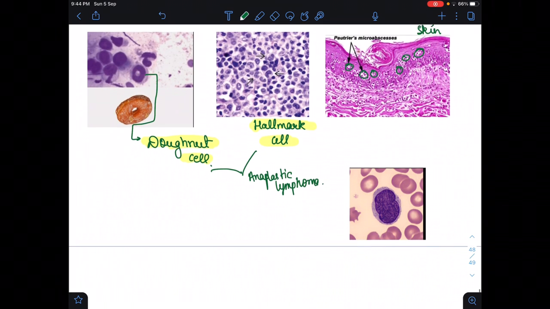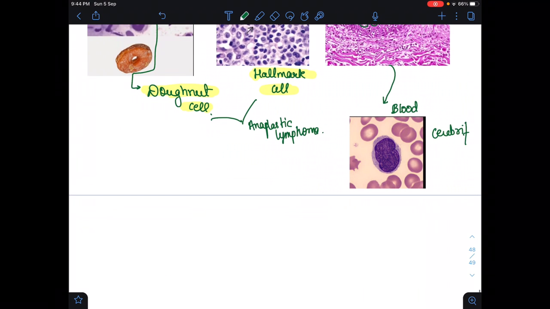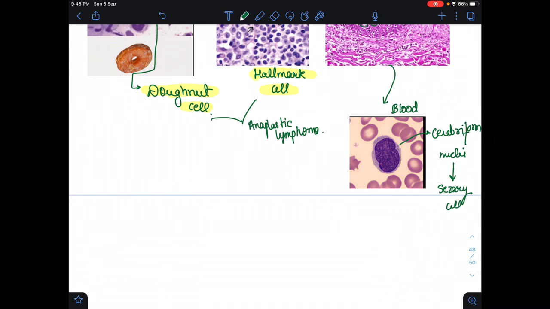While in this, when it reaches the blood from the skin, we see cerebriform nuclei. A cerebriform nucleus is seen here, and it is known as a Sézary cell, which is seen in Sézary syndrome.